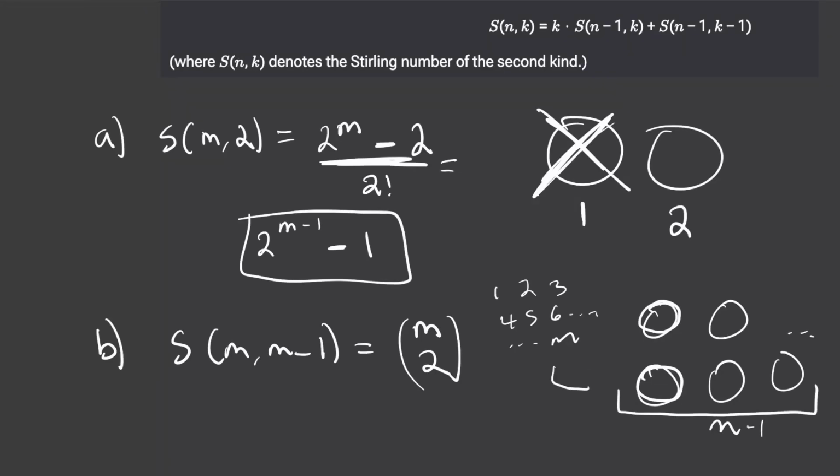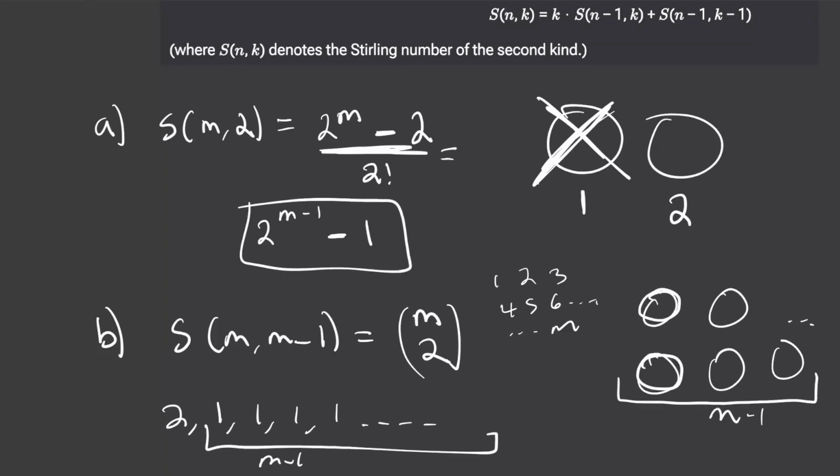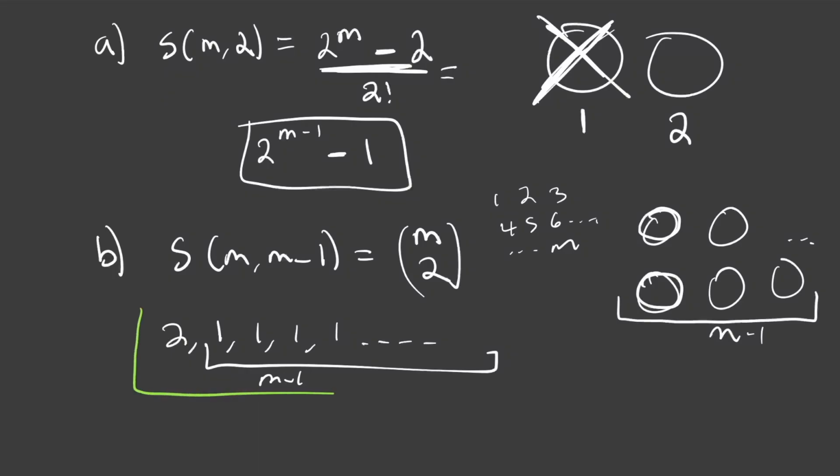Once I give 1 to each, I've given out m minus 1 of my elements, so I'm only going to have 1 remaining. I can place that remaining element in any one of my subsets, so one of them will have 2. My only partition is going to be 2, 1, 1, 1, and so on, where there are m minus 1 groups. This is the only way to partition m objects into m minus 1 groups.